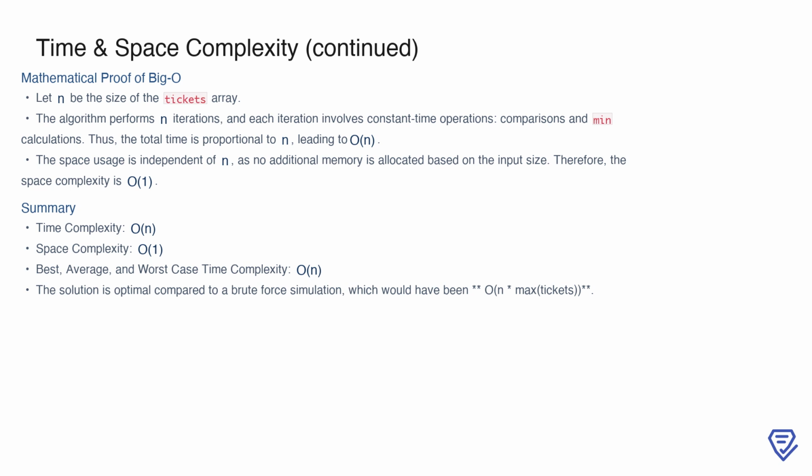To summarize, the time complexity is O(n), the space complexity is O(1), and this efficiency holds across the best, average, and worst cases. Compared to a brute force simulation, which would involve a time complexity of O(n * max tickets), this solution is significantly more optimal.